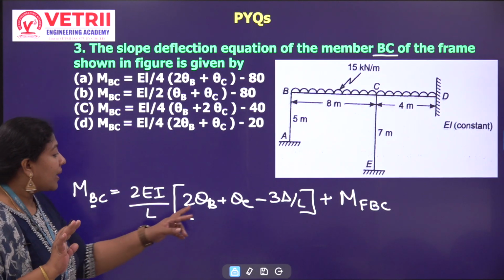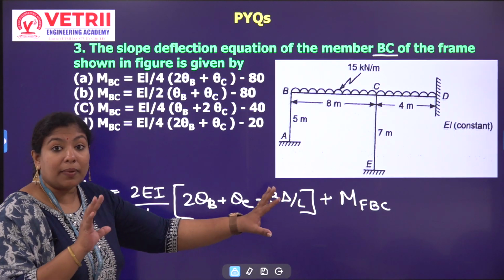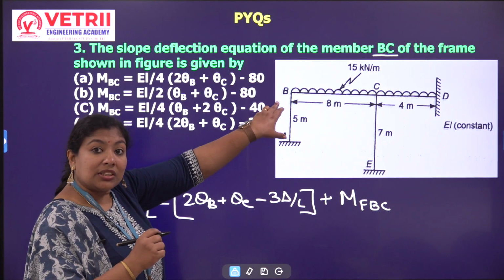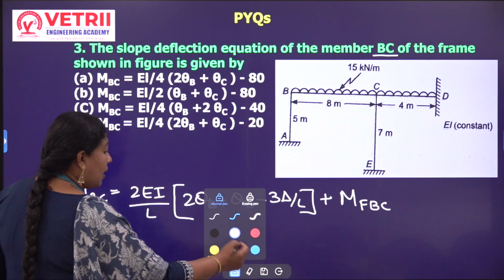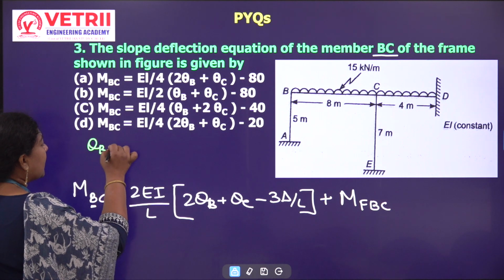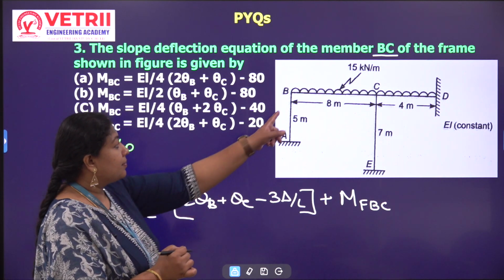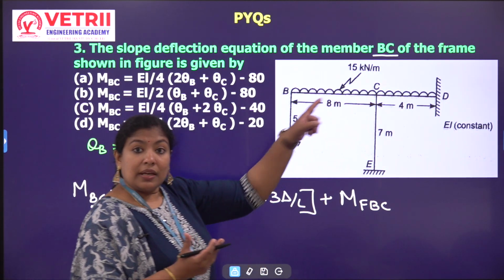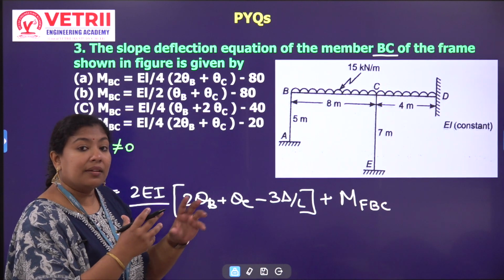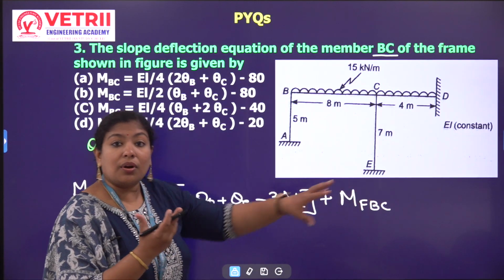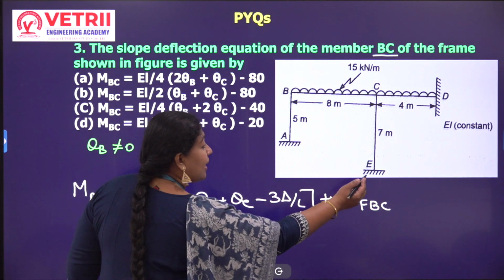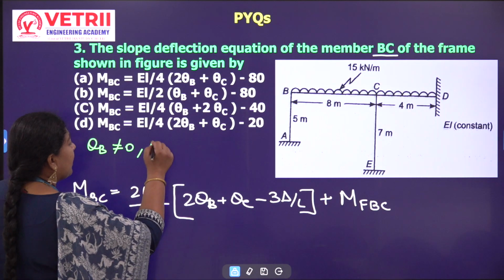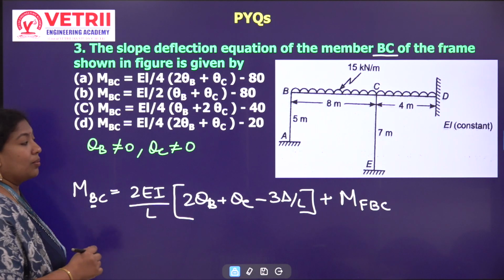Now, for theta B, theta C and delta, we have to look at the question and write. Theta B is the rotation at B. How can I write theta B? Theta B is not equal to 0, because it is not a fixed end, so rotation can happen. What about theta C? It is also in between, so rotation can happen there too. It is also not a fixed end. If it were A or D, it is a fixed end, so directly you can write 0. So theta B and theta C are not equal to 0.